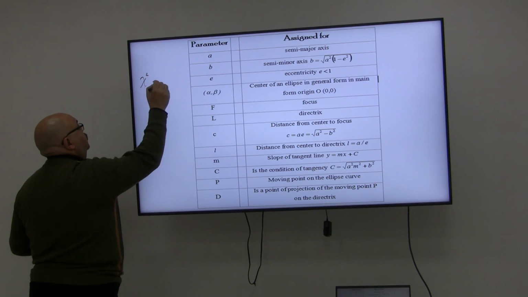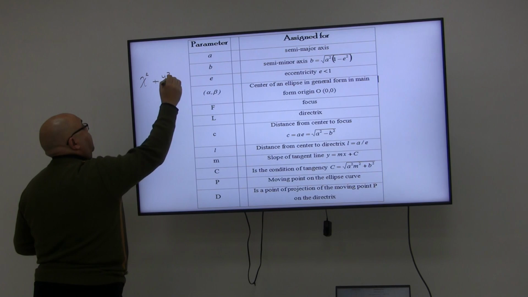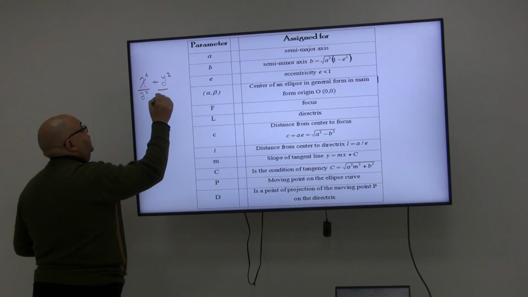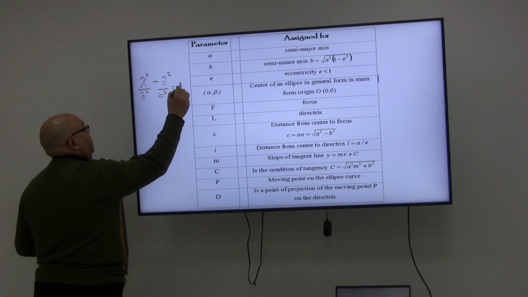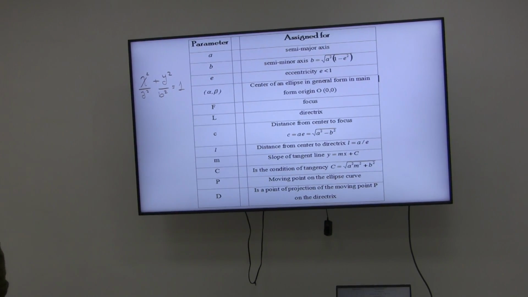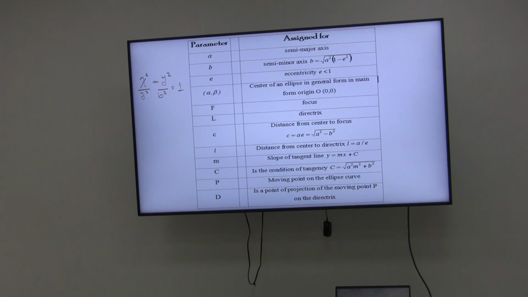X to the power of 2 plus y to the power of 2, divided by a square, divided by b square, equal 1. Look at this equation. This equation is an equation of an ellipse. If you notice, you have x square over a square plus y square over b square equal 1. This is the best shape for an equation of an ellipse.